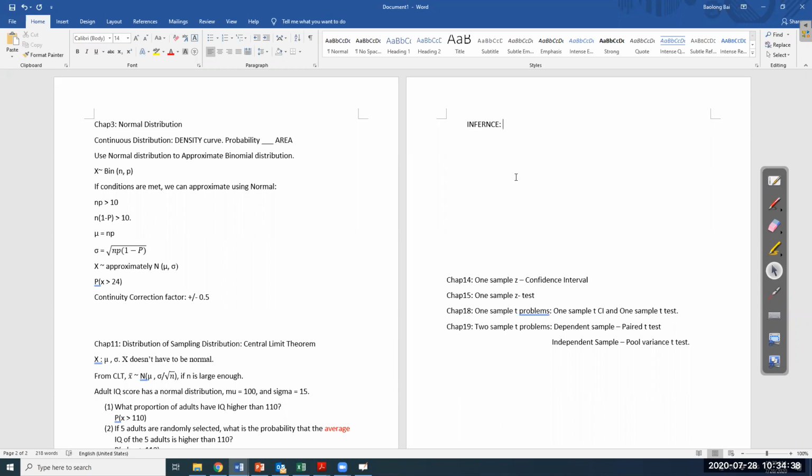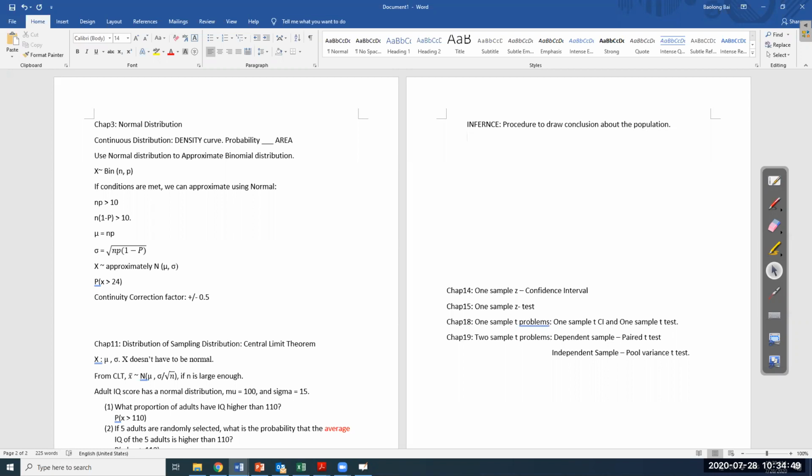Right? So inference is a procedure to draw conclusions about the population, right? So please make sure you understand what inference is. Anytime you do an inference procedure, your conclusion is always about the population, right? Don't conclude back to your sample. You don't need to do inferences on your sample, all right? Your inference is always on the population. You know exactly what's going on in the sample. You can calculate the sample mean, sample standard deviation, any statistic you want from the sample, but that's not your interest. Your interest is the population, right?